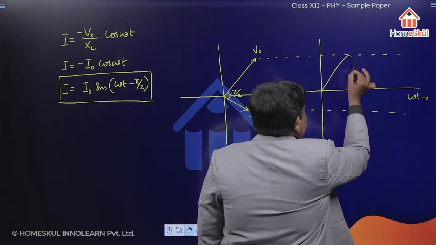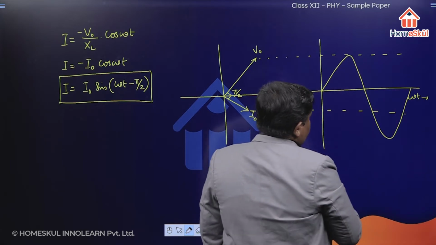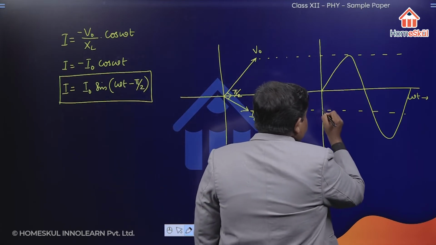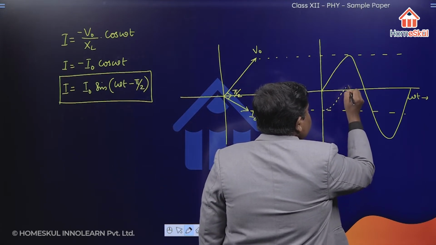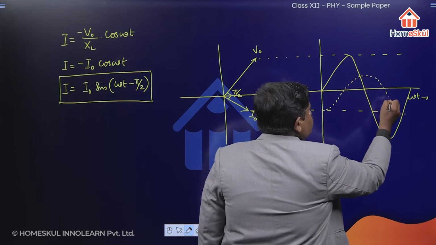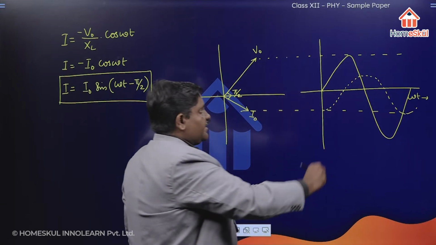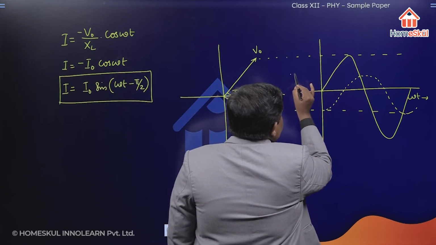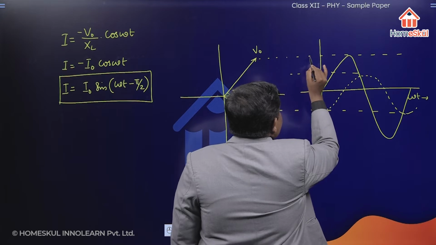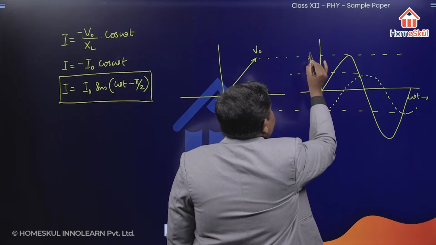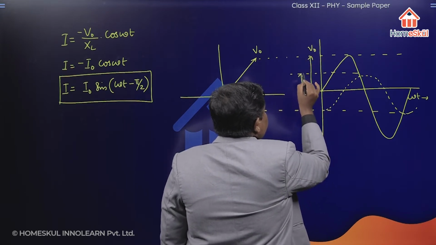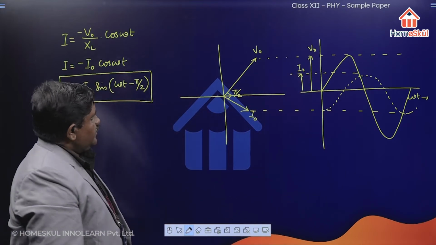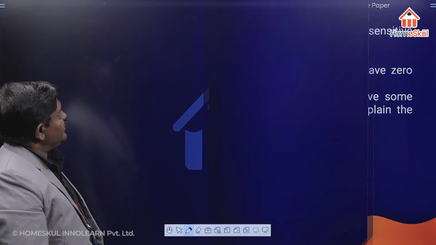See, this is the graphical representation of applied voltage. Then what about the current? We have to draw from here. So this is the graphical representation of current. Now if we need, we have to draw the maximum voltage and maximum current also here. Clear? Now we move on to the next question.